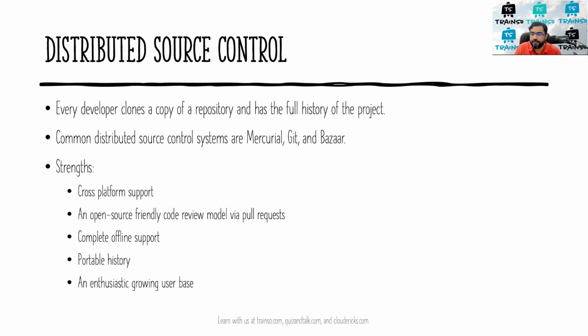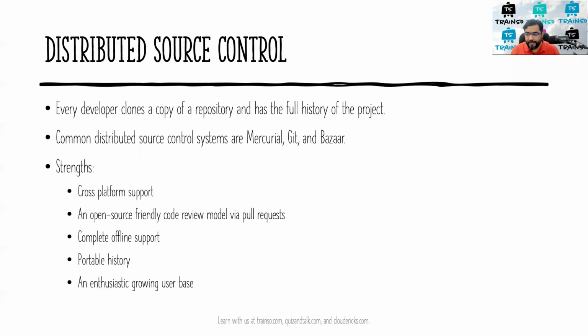And from the clone, you do similar operations that you do from the central repository. You check out a project, you work on that project, or you create a branch of the project. We'll talk about these terms soon. You do similar operations, but all history is there on your local machine. And hence, it is called distributed source control.